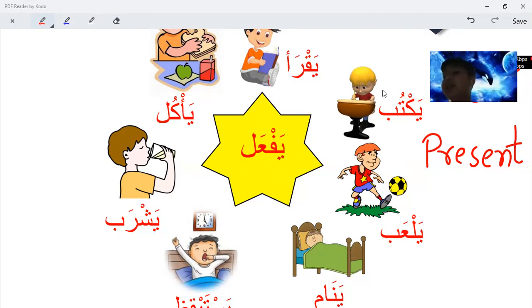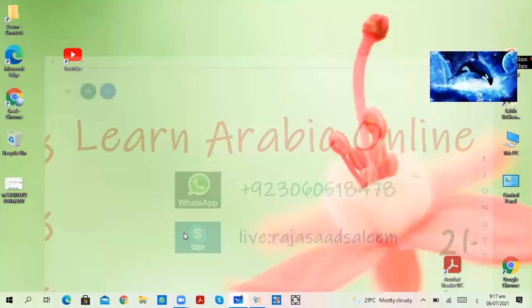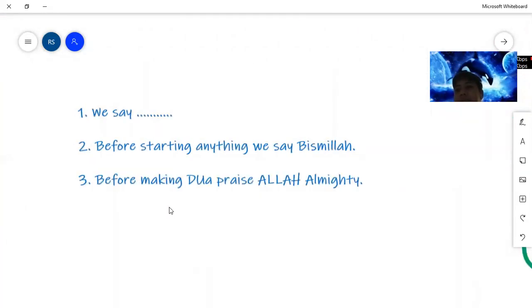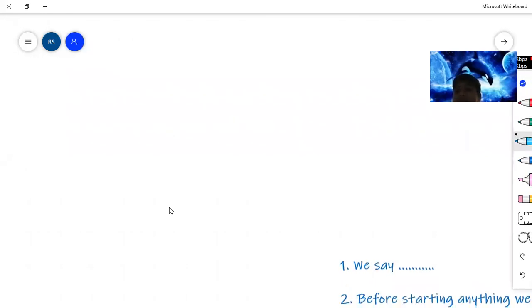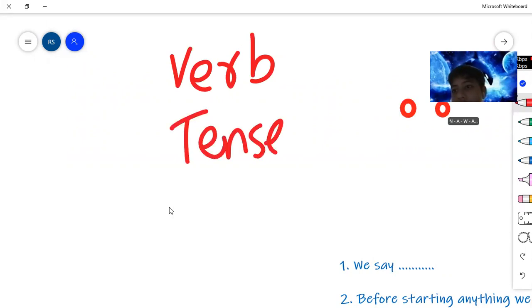What is present tense? Do you know what is present tense? In English? I heard it, but I don't know. Do you know what is a verb? Verb, action words. Action verb. And do you know what tenses are in English? I know, but I can't explain it.